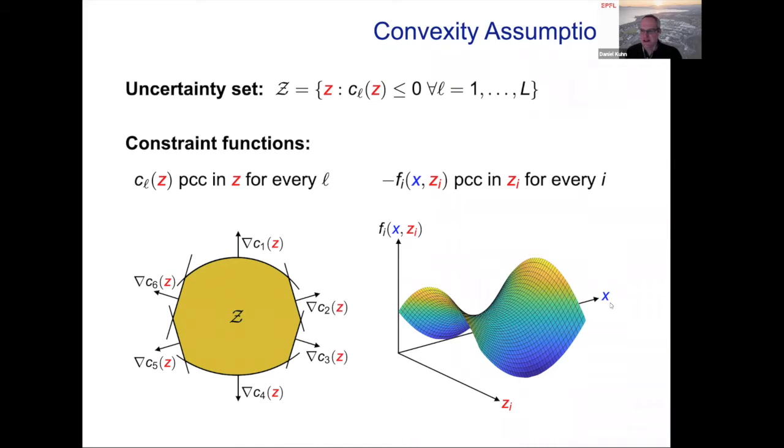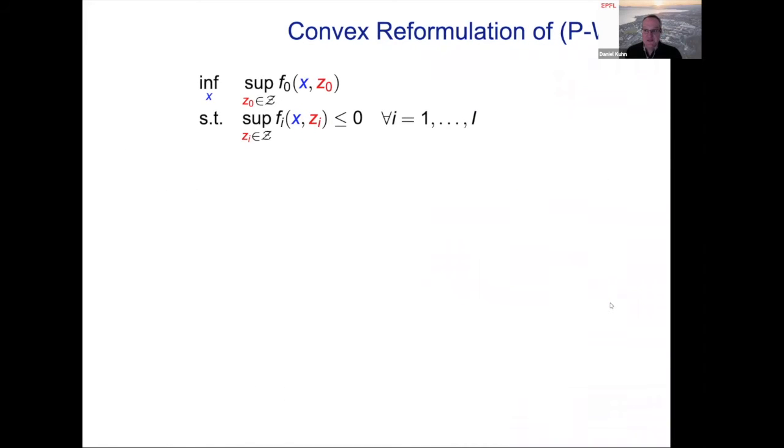Actually, to be a bit more precise, we assume that the c_l functions are PCC and that the negative objective and constraint functions are PCC in the uncertainty realization z_i for a fixed decision x. Okay, so these are saddle functions then. And these conditions actually imply that the primal worst problem is equivalent to a simple convex optimization problem.